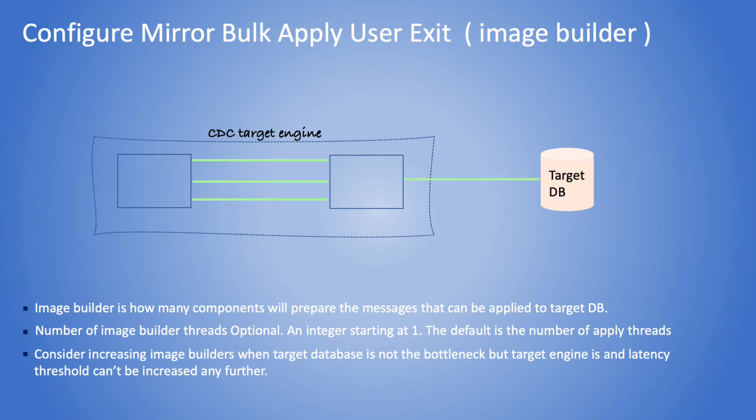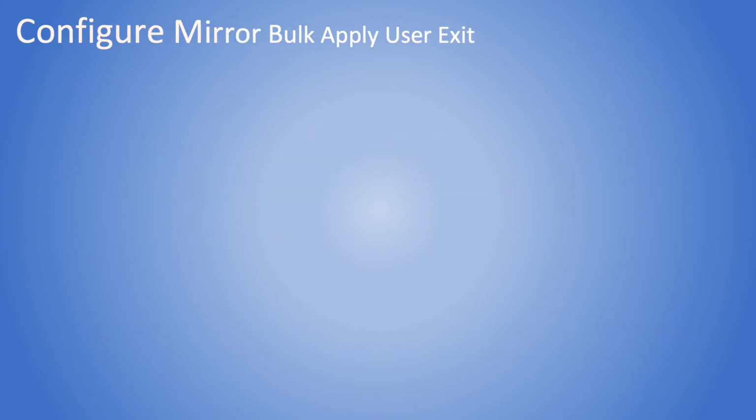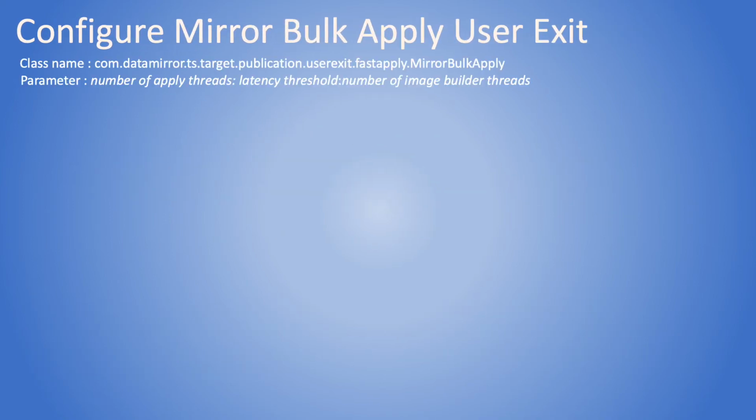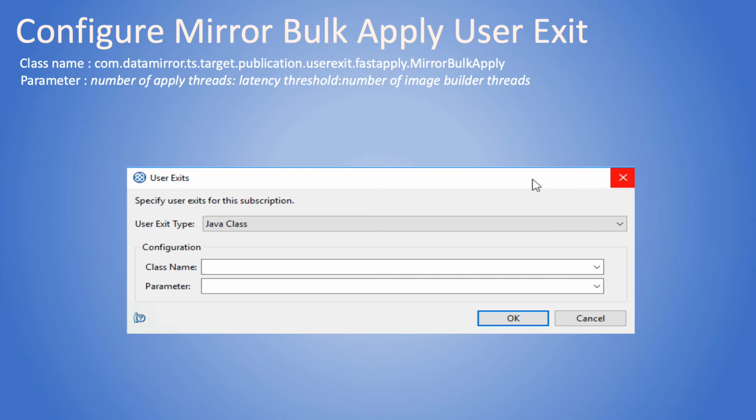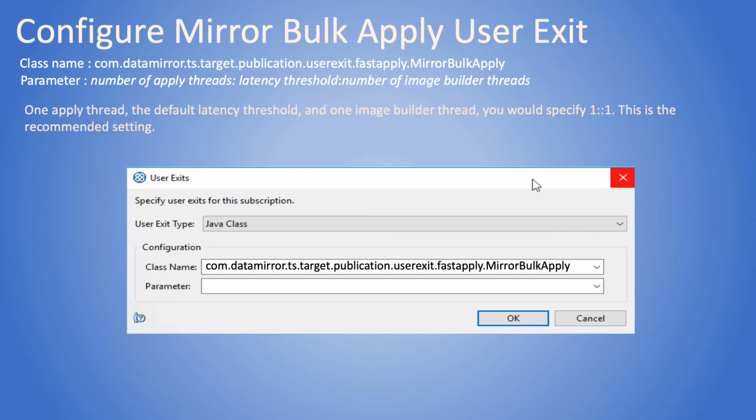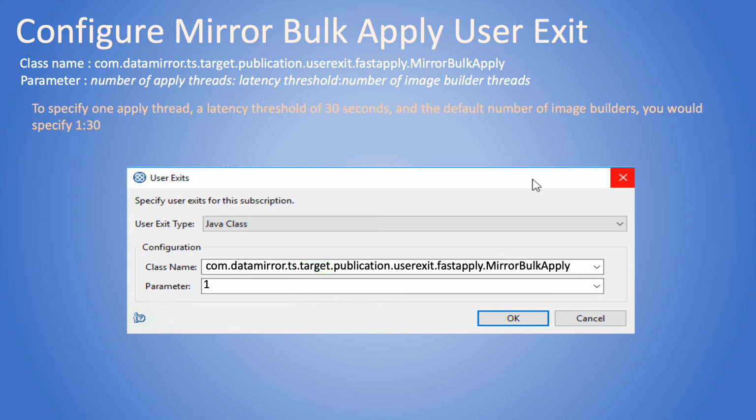Last but not the least is the image builder parameter. If there are more operations than CDC target engine can handle, and target engine shows up as the bottleneck, consider increasing the value of the image builder. Now, putting it all together, as you can see, there are different options available. By far, latency threshold is the most important parameter and can drive the maximum impact on the final throughput. We will cover the user exit creation demo later in this video.